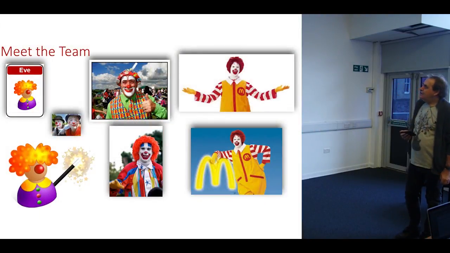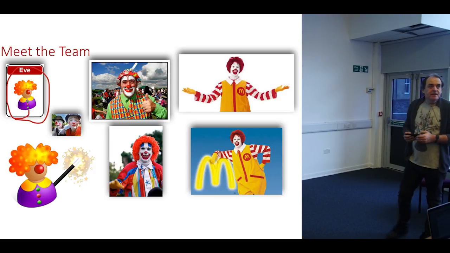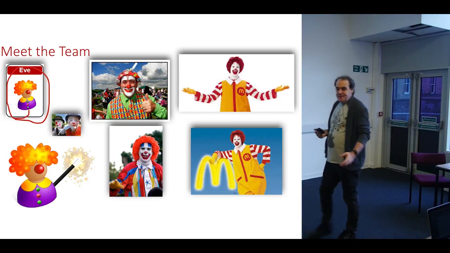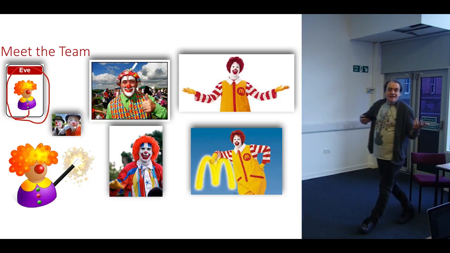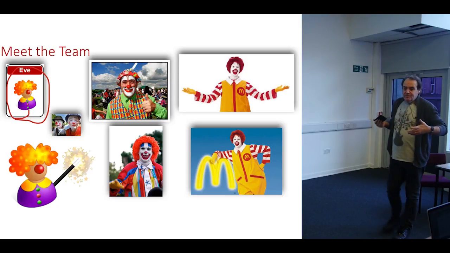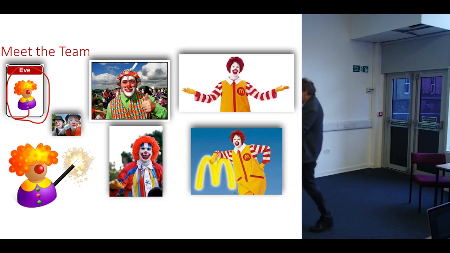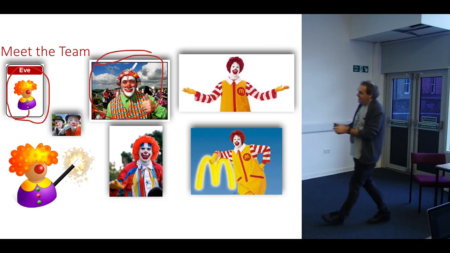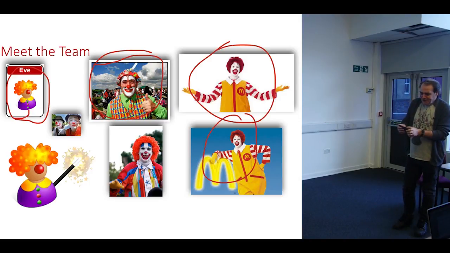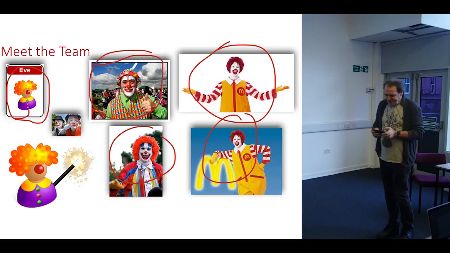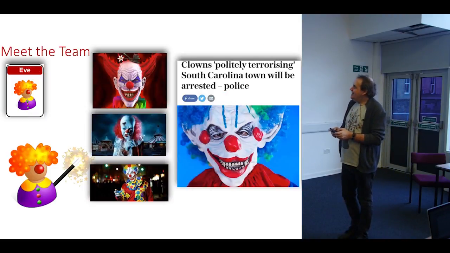Okay, so we're going to meet a team, and unfortunately we have Eve, so we need to understand Eve. We might be Eve, but we're more likely to understand Eve and try and see what Eve is actually doing. So we often could represent Eve as a clown. I don't know why we do it, that's just our little icon. So there's a nice clown, there's a scary clown.